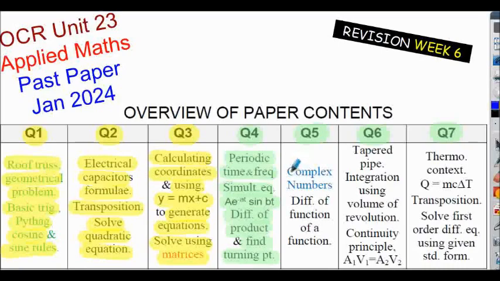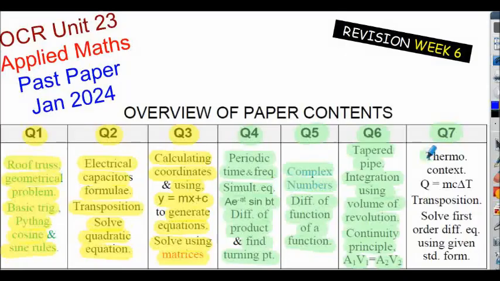Question 5 initially relates to use of complex numbers, for which the solution involves differentiation of a function, also referred to as the chain rule. Question 6, context is a tapered pipe. The main part of the question involves integration using volume of revolution, given a specific equation for the profile of the pipe which we can integrate between limits, and the final part of the question refers to the continuity principle from fluid mechanics and use of the formula A1V1 is equal to A2V2.